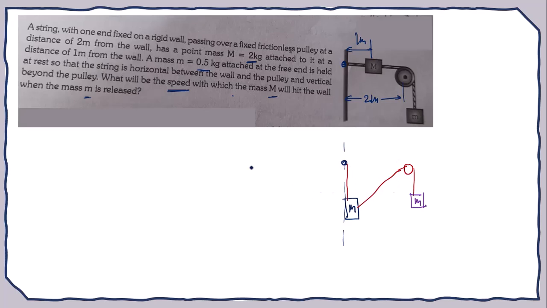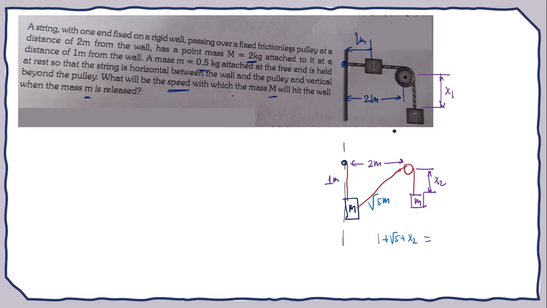The total length of the string is always constant. In this situation, 1 meter height has been dropped, and this is a 2 meter distance. Initially, let us say the block is at a distance of x1 from the pulley. Now it comes to x2 length. What is the hypotenuse length? That hypotenuse length is 2 square plus 1 square, that is root 5. So this is root 5 meter. The total length of the string is how much? 1 plus root 5 plus x2 in the final situation.